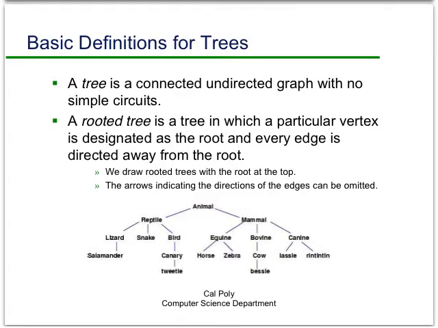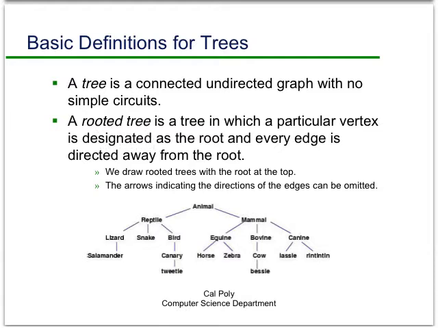So what is a tree? A tree is a connected, undirected graph with no simple circuits. This actually is not all that restrictive, other than it means that there's no circuits in the tree. So in this course, we're going to restrict it a little bit more. We're only going to look at rooted trees.